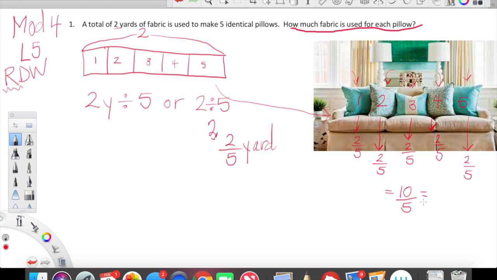10 fifths equals 10 divided by 5. And my friends, 10 divided by 5 is 2. And that is exactly what we started with. So many different ways we can look at this, but this is a pretty cool problem that really reinforces what we worked on today in class. Let's take a look at another one, guys.